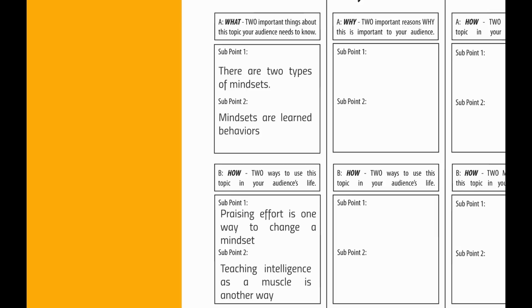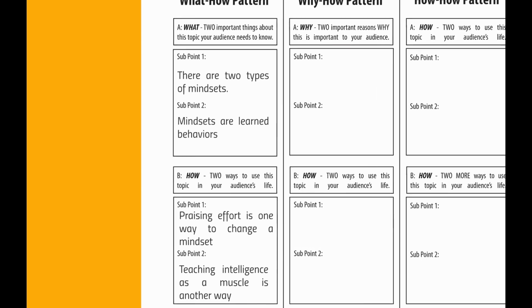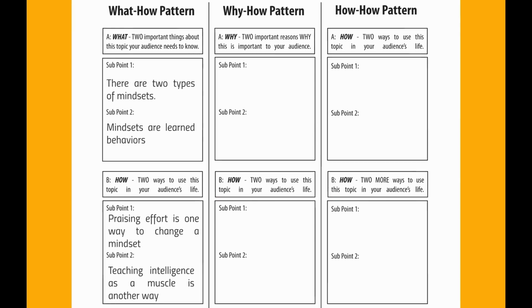Okay, so you see now that I've learned about the mindsets, and I know there are two mindsets and that they're learned behaviors, now I'm starting to wonder, that's very interesting. So how do I use this information? Well, let's say my audience knew what mindsets were, but they didn't know why they were actually important.